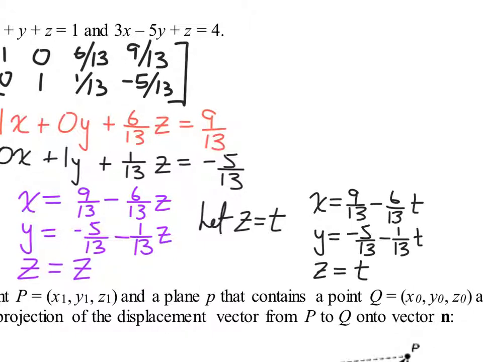Now, does z have to be equal to t specifically? Well, I don't know. Anything else? It could be anything. Well, the issue is we don't have any context here.